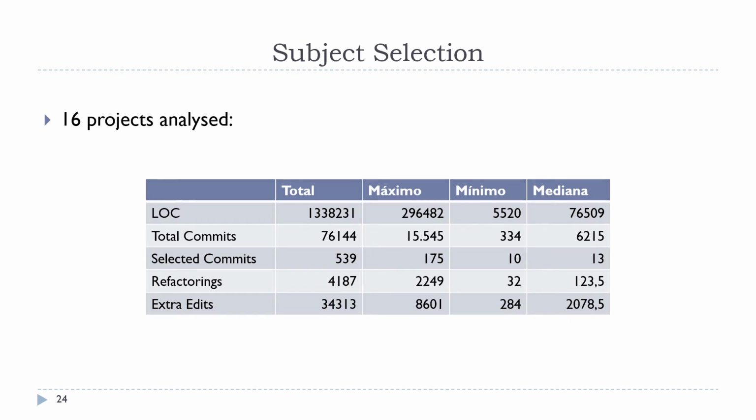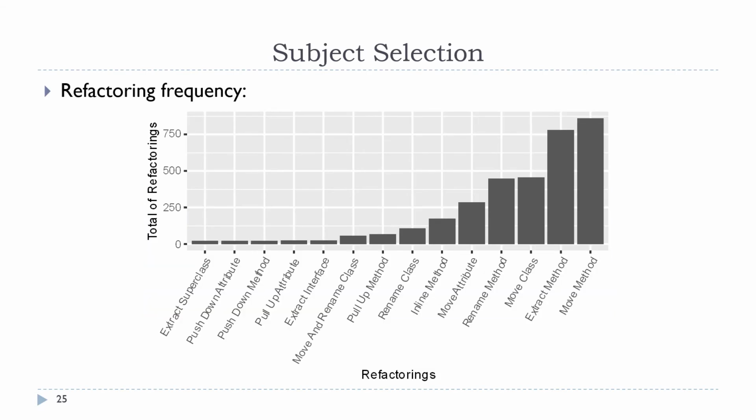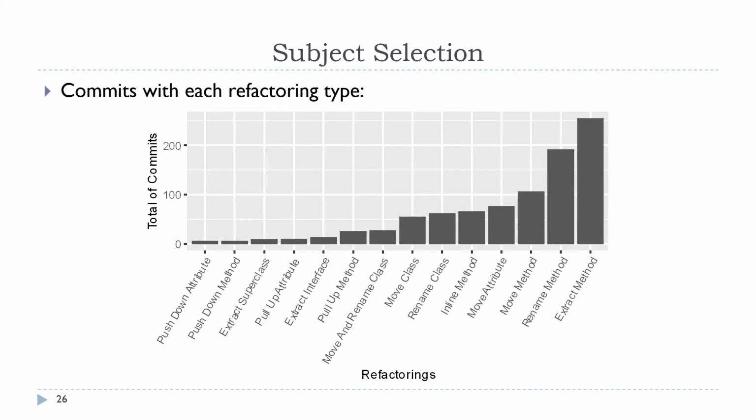In this study, we analyzed 16 open source projects from GitHub with a combined amount of more than 100,000 lines of code. From the 76,144 commits we analyzed in this project, 539 commits contain refactoring and extra edits. Here we have the frequency of all refactorings found by RefDiff. As we can see, extract method and move method were by far the most common refactorings. And even though extract method ranked second in frequency, it ranked first when we consider the number of commits it appeared in.